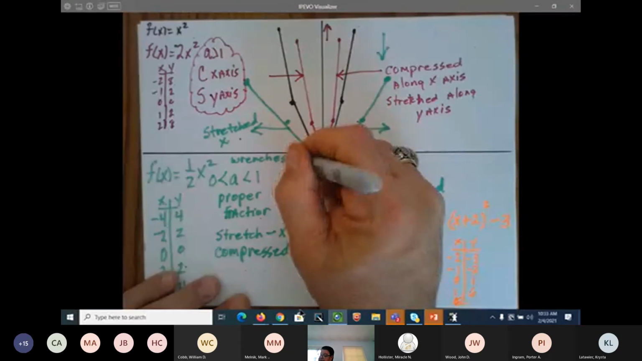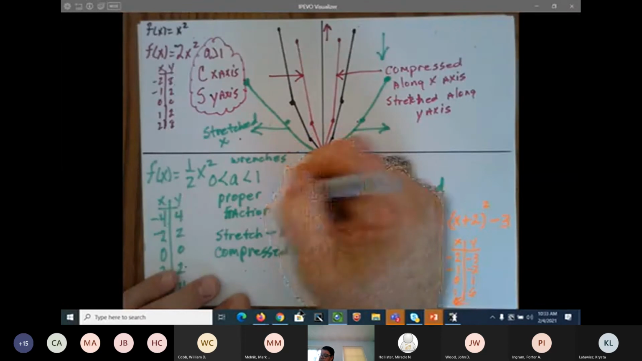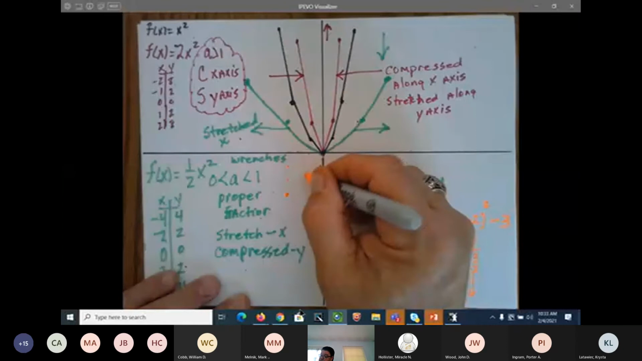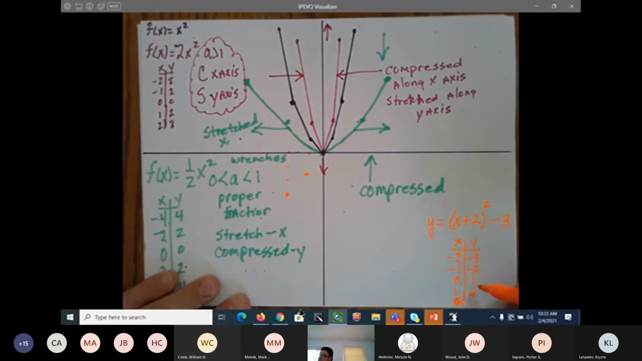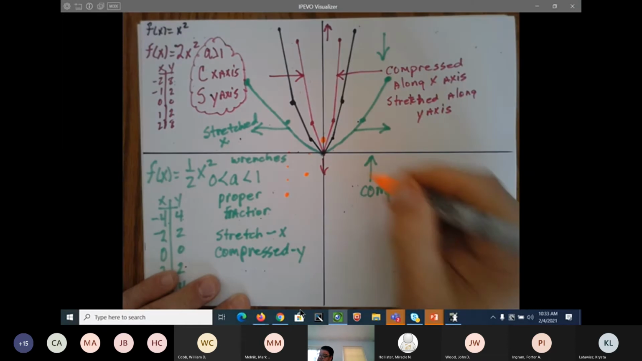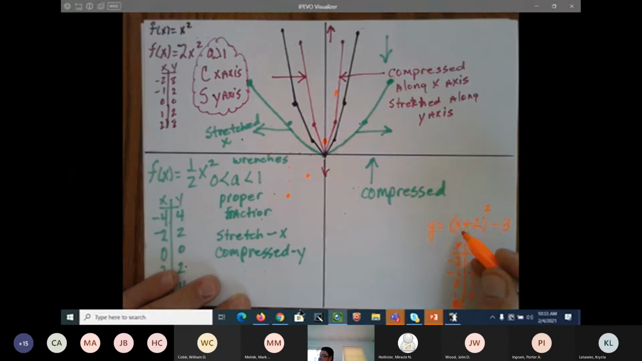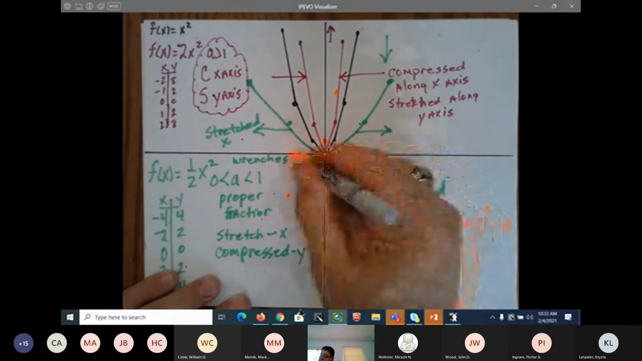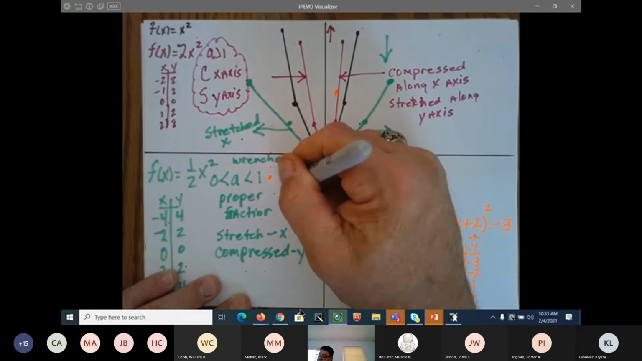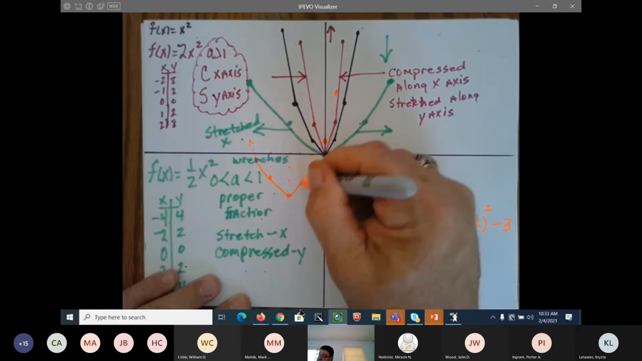So we have -2, -3; -1, -2; 0, 1; and 1, 6. And let's do a -3. -3 plus 2 is -1, -1 squared is 1, 1 minus 3 is -2. So -3 would give -2. We've got a parabola going like this.